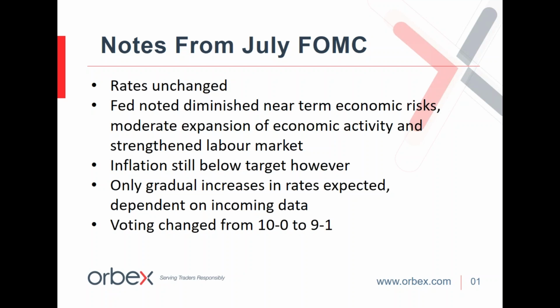Now, one particularly bullish development at the July meeting was seen in the voting split, which changed from unanimously in favour of keeping rates on hold to 9-1 in favour of keeping rates on hold, with Kansas City Fed President George voting in favour of a hike at July. So in all, the meeting passed as expected, with the Fed citing some small improvement in the outlook, downplaying risks from Brexit and confirming their data-dependent stance.